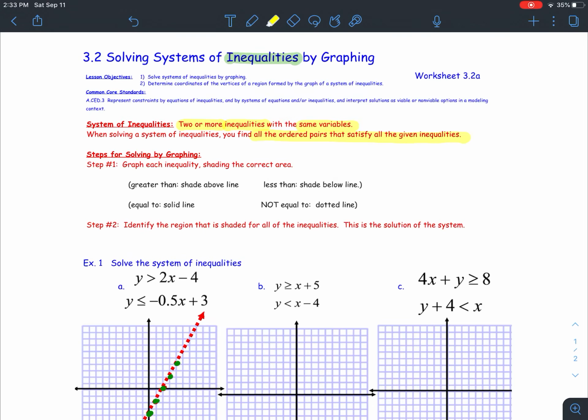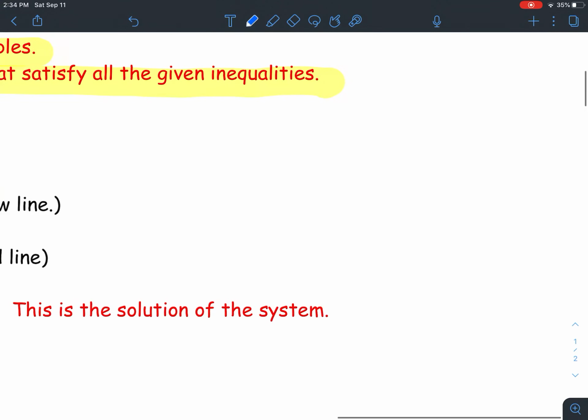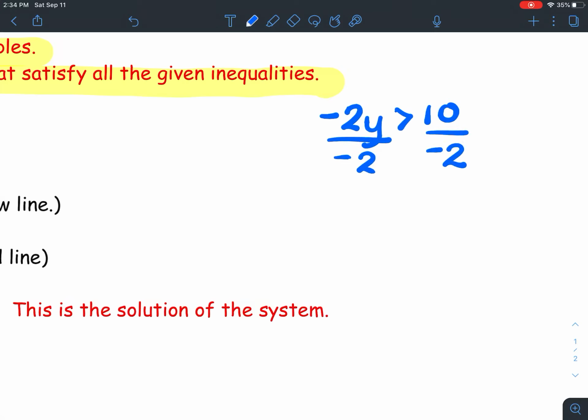Now, a couple things that I just want to review with you before we get into the steps of how to do this. One of those is when you're working with inequalities, a special scenario can happen: anytime that you either multiply both sides of your inequality by a negative number, or divide both sides of an inequality by a negative number, you have to take your inequality symbol and flip it the other direction.